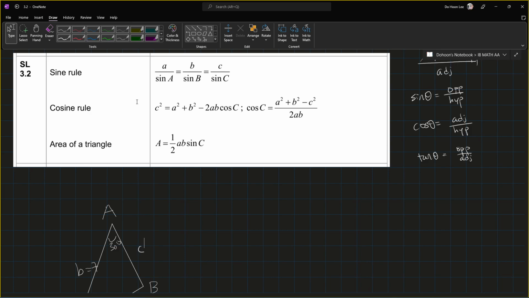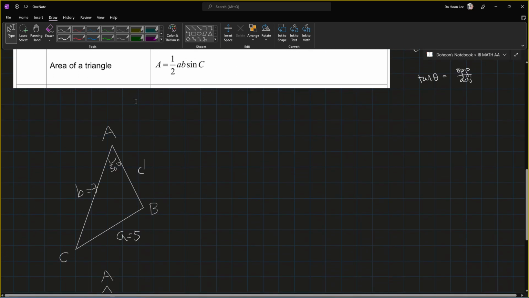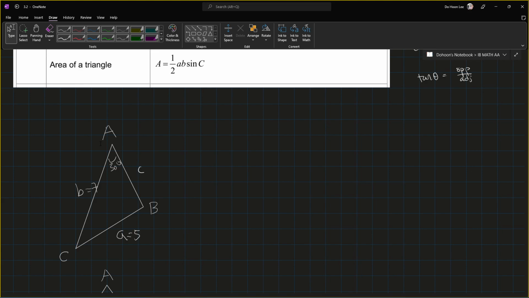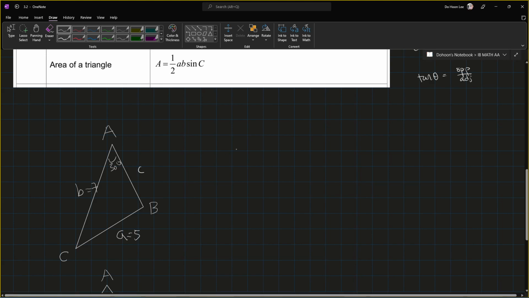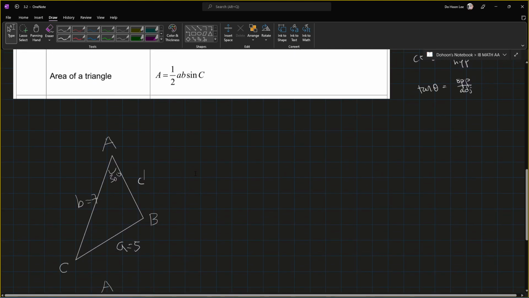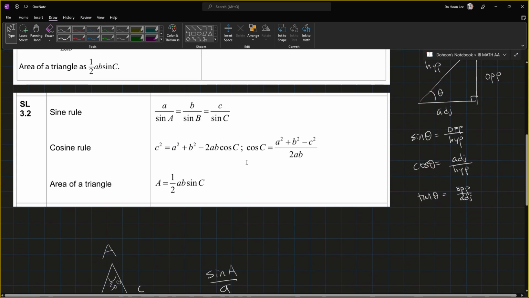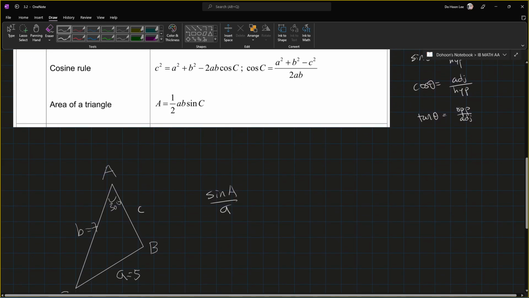Let's say that we have a triangle like this. A equals 30 degrees, the side opposite A is 5, and b is 7. And we can use the sine rule to find the angle B. For example, using the formula, let's do it that way. And by the way, if you make a mistake like this, it doesn't matter too much. It still gives the same value.